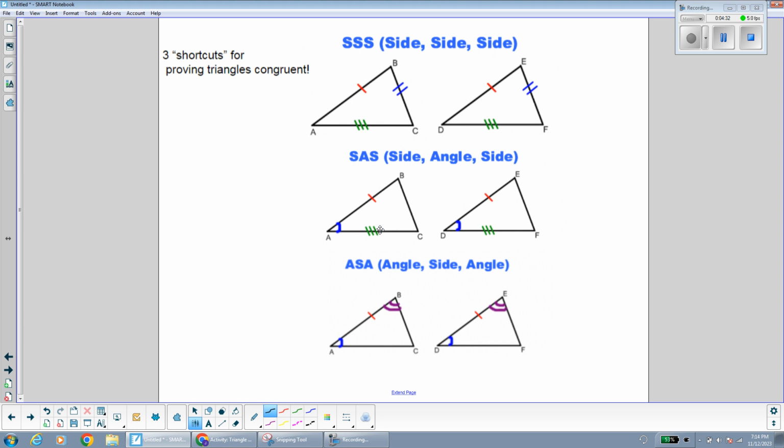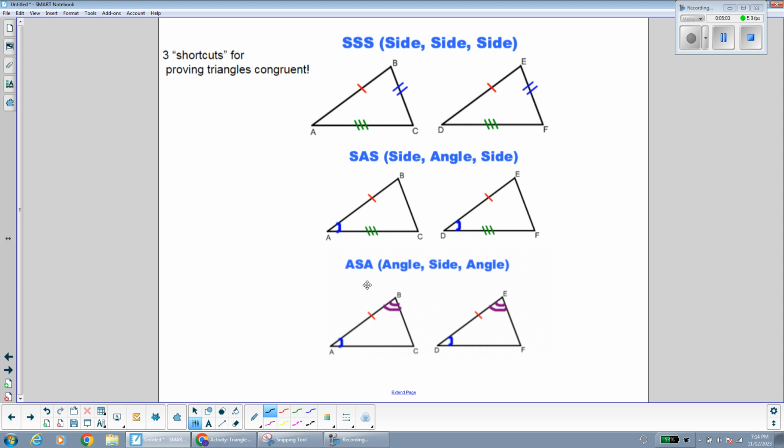SAS means that there are 2 pairs of congruent corresponding sides with a congruent included angle. An included angle means that the angle is directly in between the 2 congruent sides. The order of the letters does matter, and just like in the name SAS, how the A is in between the 2 S's, that needs to be true of the information that we see in the triangle as well. Notice here how we have our 2 sides with the angle directly in between those 2 congruent sides.